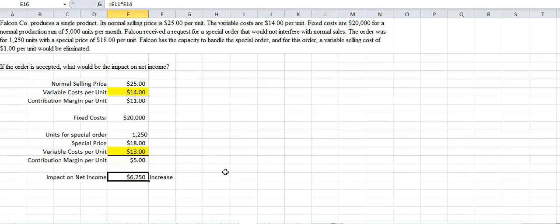There's some conditions for this, right? First of all, your existing customers can't find out about it, or if they do, they won't be upset and they won't leave you. Second of all, you are simply taking advantage of idle capacity. So you're not going to have to buy new equipment. You don't have to increase your fixed costs. You're simply taking advantage of downtime that you had before. And so in that case, the answer is yes, proceed with the 1,250 special pricing, because you're going to get $6,250 more to your bottom line. Okay, let's go to the next problem.